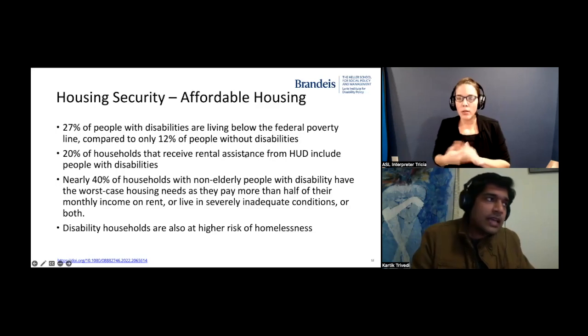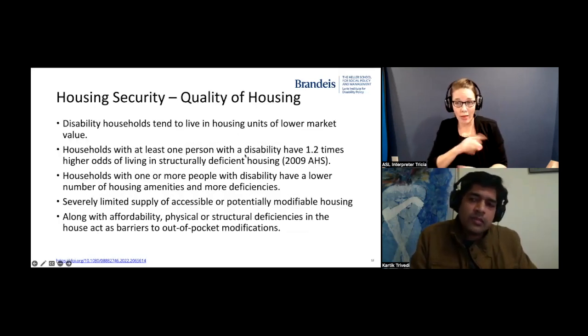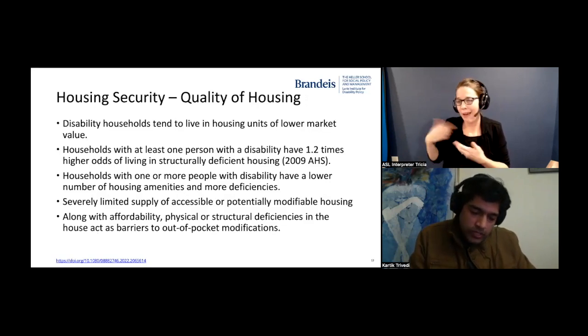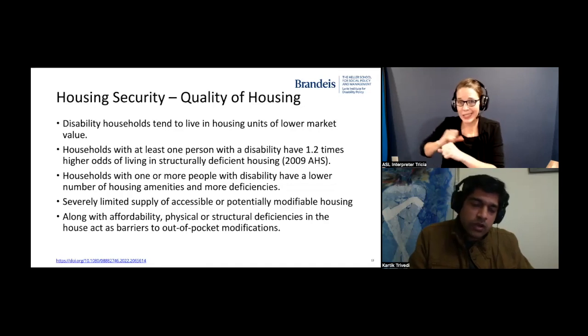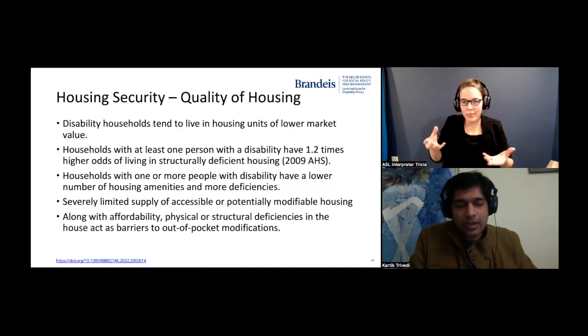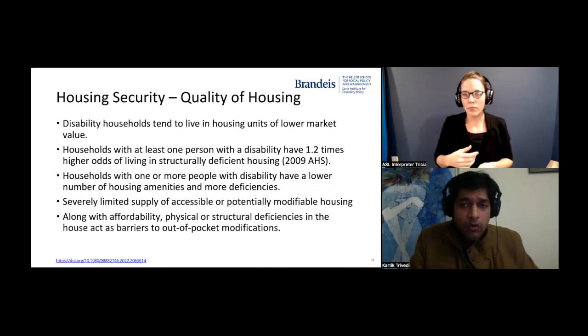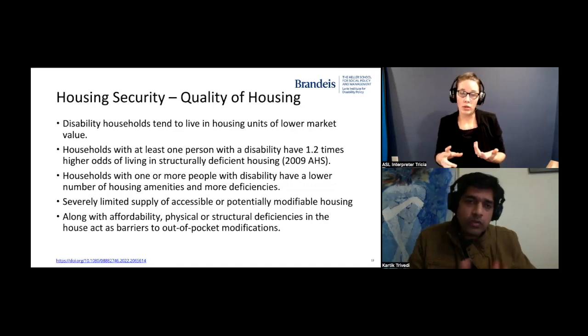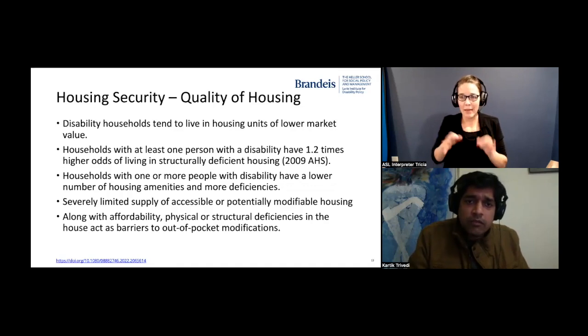Onto the next slide, we will see housing quality. And this is something where I want to draw attention again: when I'm talking about housing security, these conceptions are contextualized within the paper. Normatively, they can mean more, but we are going with somewhat of a narrow definition.